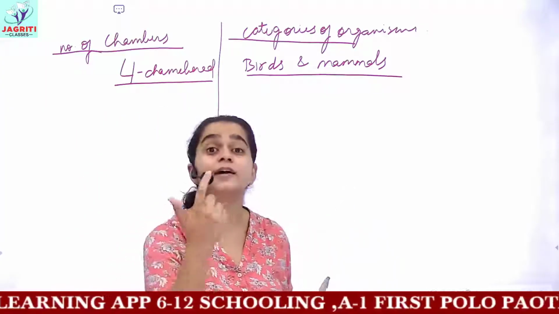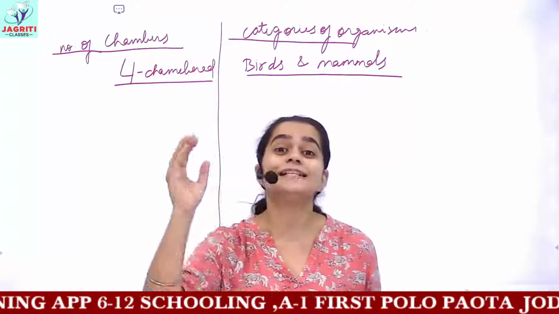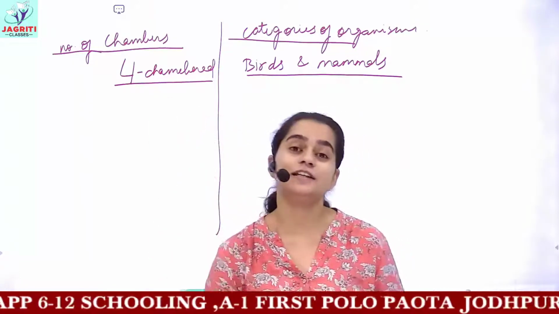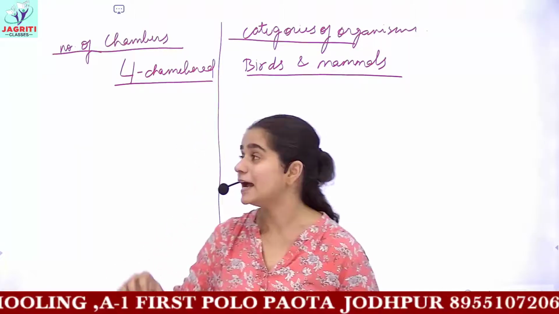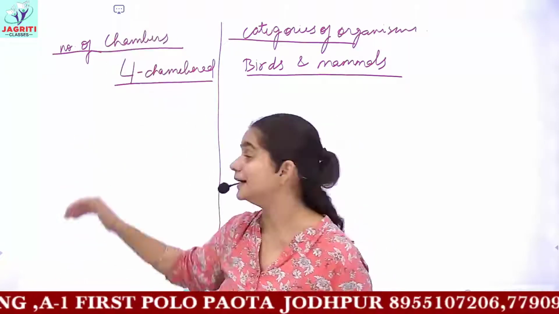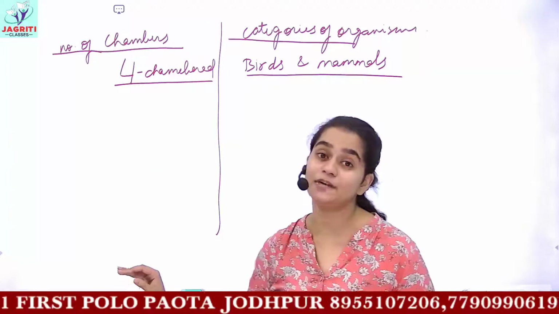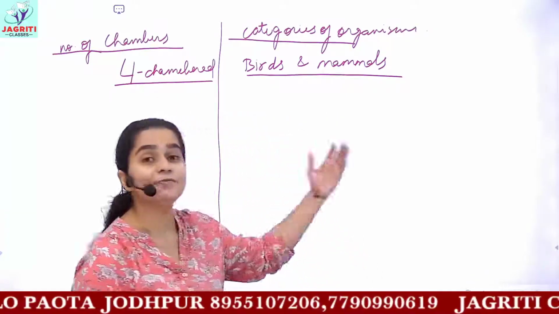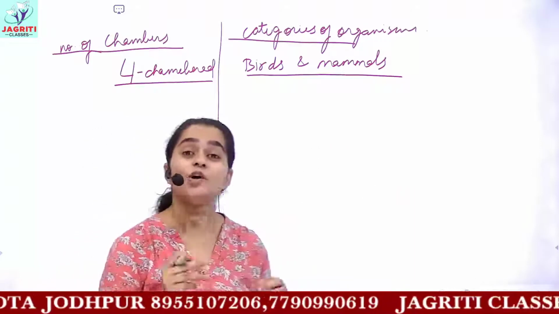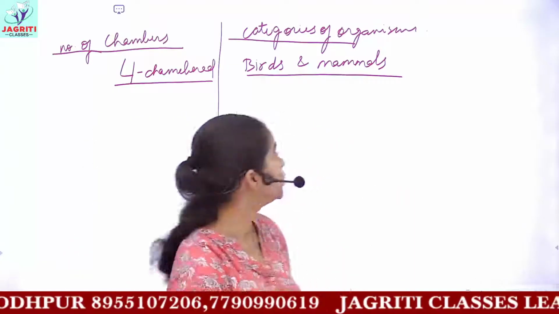Then again, one question is asked: on which side of the heart is deoxygenated blood found? Then you will say that in the right side of the heart, that is in the right atrium and right ventricle, you have the deoxygenated blood, whereas in the left side of the heart, always oxygenated blood only flows.